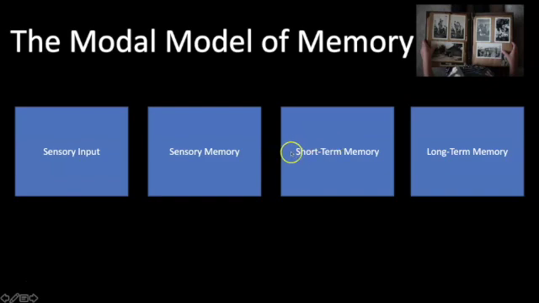The more that we rehearse things in short-term memory, the more often we recall things and the longer we keep them in our system, the higher the chances that it'll make it to long-term memory and stay there. So basically, the modal model of memory is just looking at information and how it goes through our system and eventually gets to long-term memory. Once it's in long-term memory, you need to be able to retrieve that information and bring it back to short-term memory.